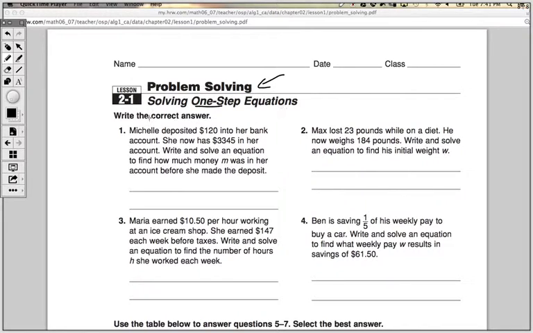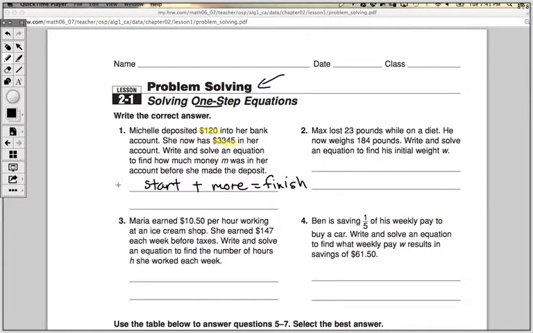So it says write the correct answer. Okay, I guess we'll do that. Let's see if we can go through and highlight some important stuff. First, I see $120 into her bank account. She now has $3,345 in her account, right? And solve an equation to find how much money was in the account before she made the deposit. So we start with an initial amount, so we got the start plus more, and then that equals what we finished with.